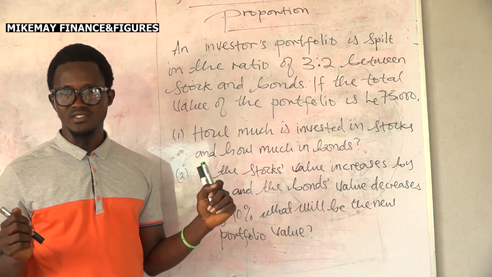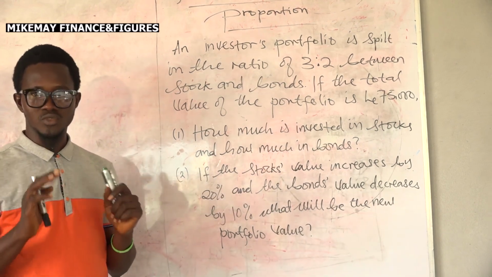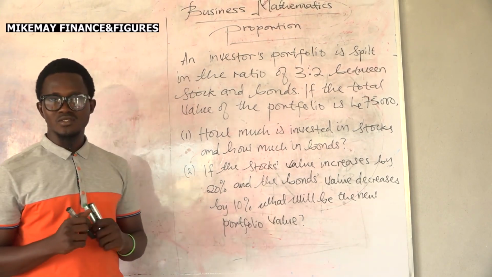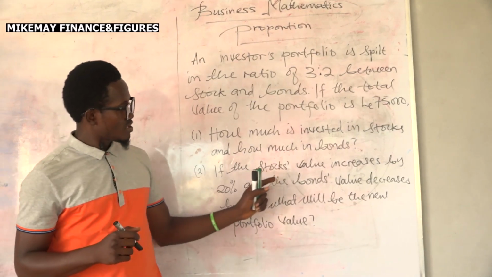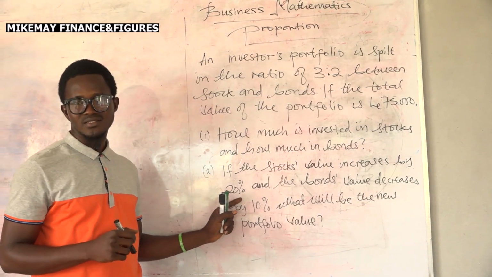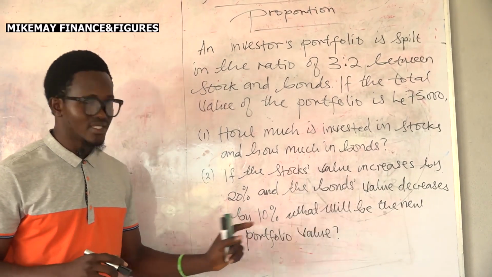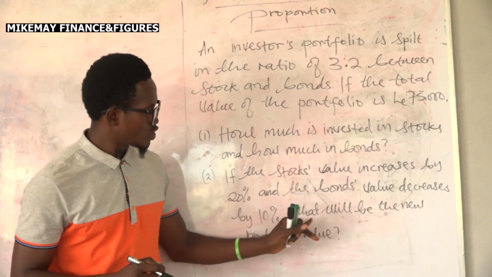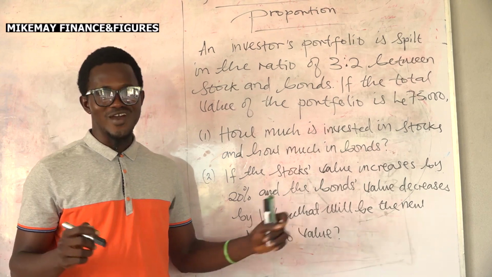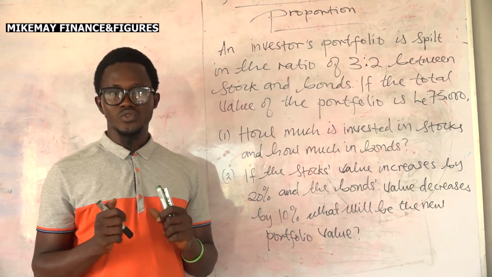It's pretty cool, right? It's kind of tricky, but it's easy. Just watch me. I'm going to make it very easy for you. Part B is asking us, if the stock's value increases by 20% and the bond's value decreases by 10%, what will be the new portfolio value? Wow, another task. All right, now let us go to the solution.